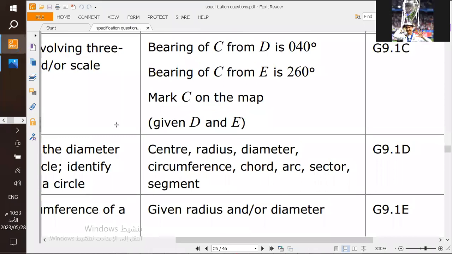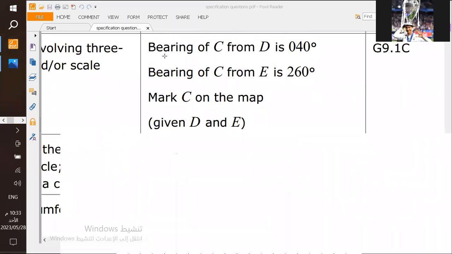Actually, Mister, after you finish this one, can you go back to the past one? I wasn't focusing. It's the same idea, it's bearing. We'll do it here, okay? It's the same idea. Okay.